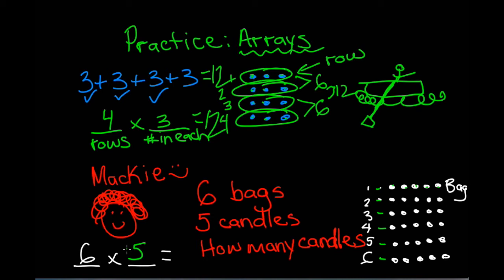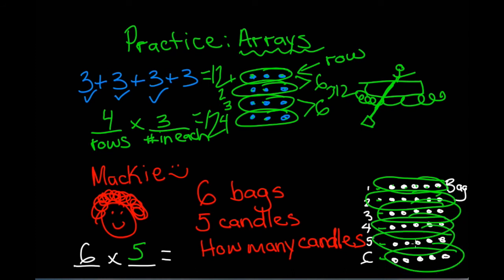So now I could just count by 5s to figure this out. So let's count it. Ready? 5, 10, 15, 20, 25, 30. And I know that 6 times 5 equals 30. So that was the problem.